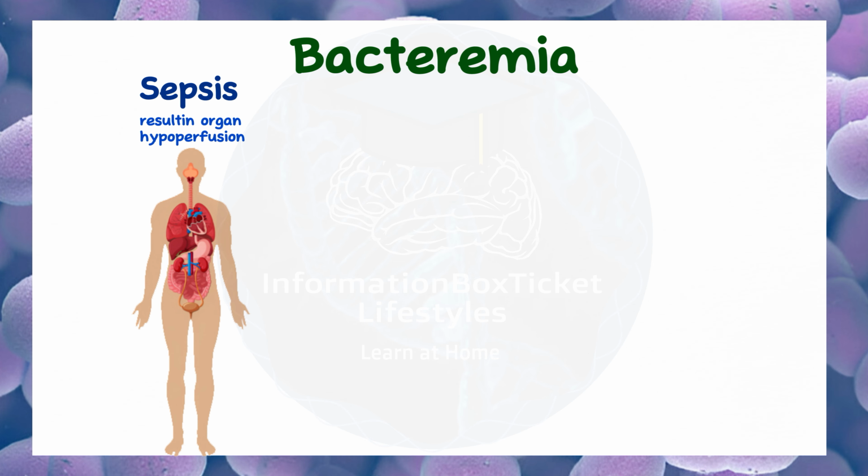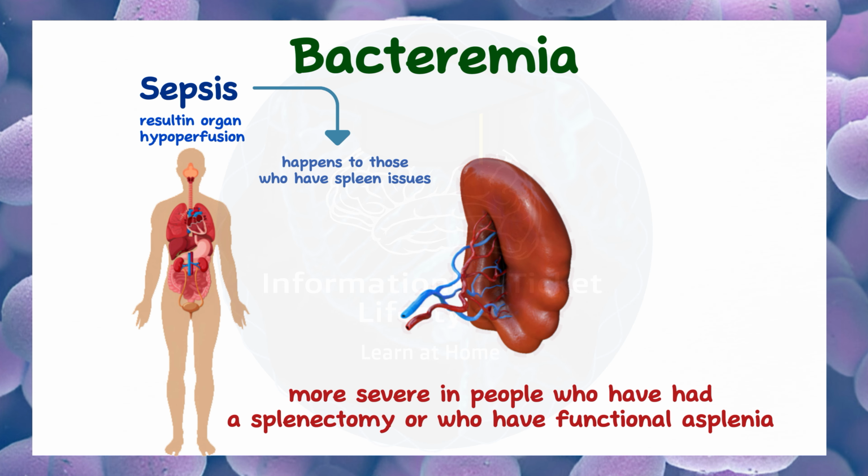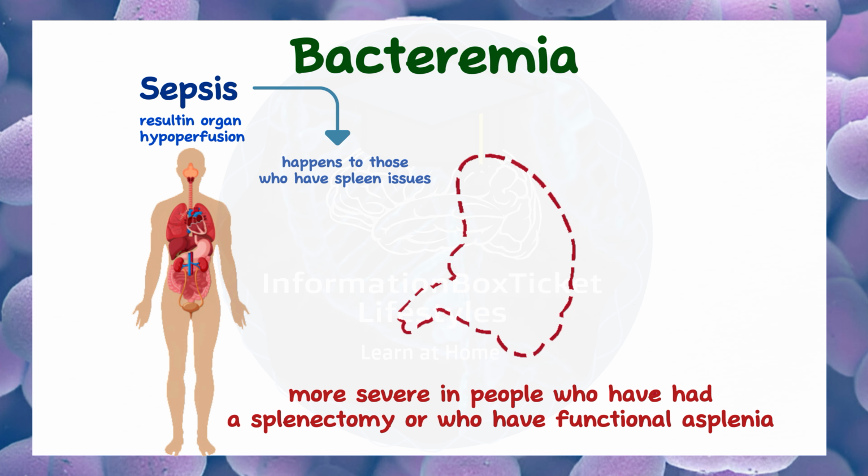Sepsis induced by strep pneumoniae is more likely in those who have spleen issues, as the spleen is vital for protection, particularly against encapsulated bacteria. As a result, strep pneumonia infections are usually more severe in people who have had a splenectomy, spleen removal, or in sickle cell disease patients who have functional asplenia.